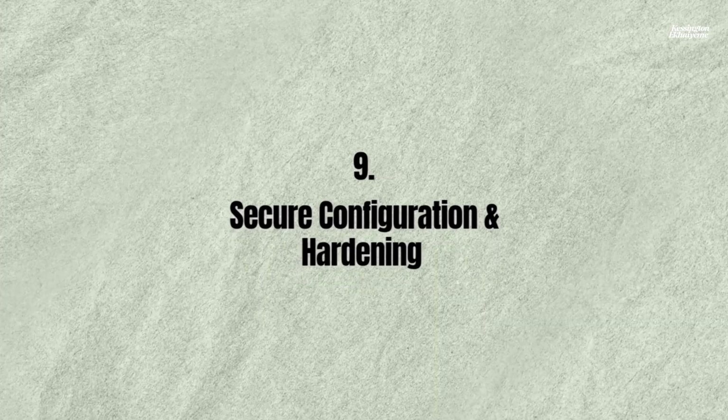Now let's move on to control number 9, secure configuration and hardening. This is when you lock down your systems, from your servers, your laptops, to your Internet of Things devices as well. Every device you have on the network, you want to make sure they are locked down to reduce the attack surface.